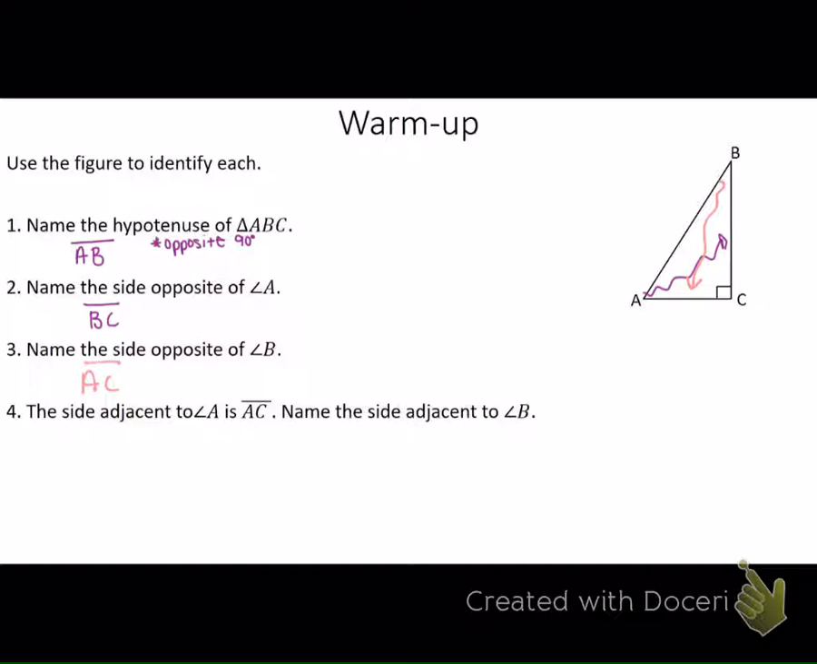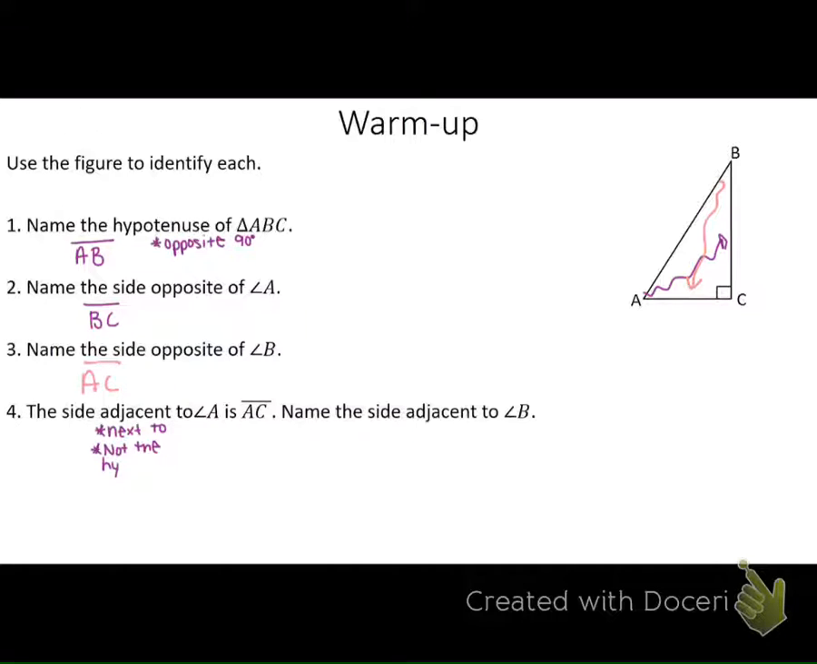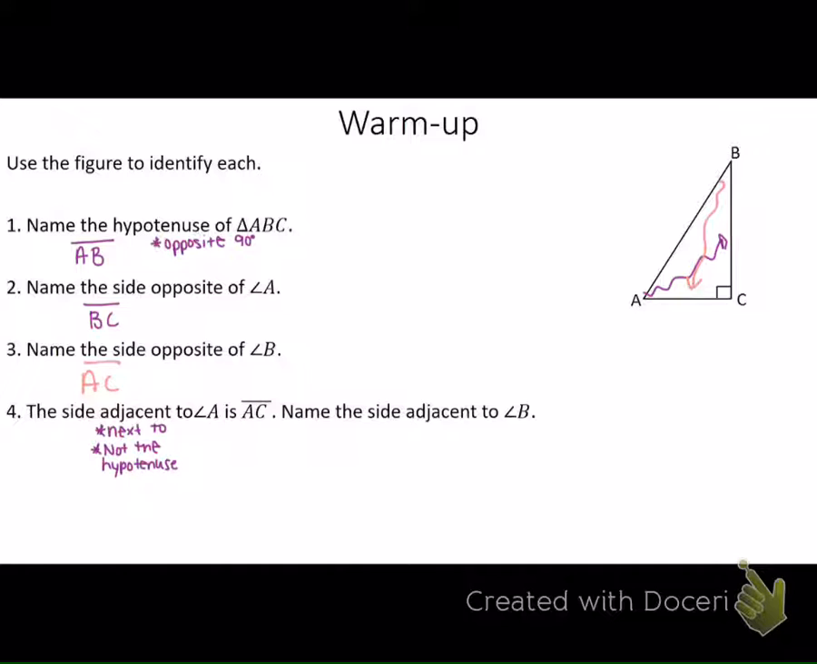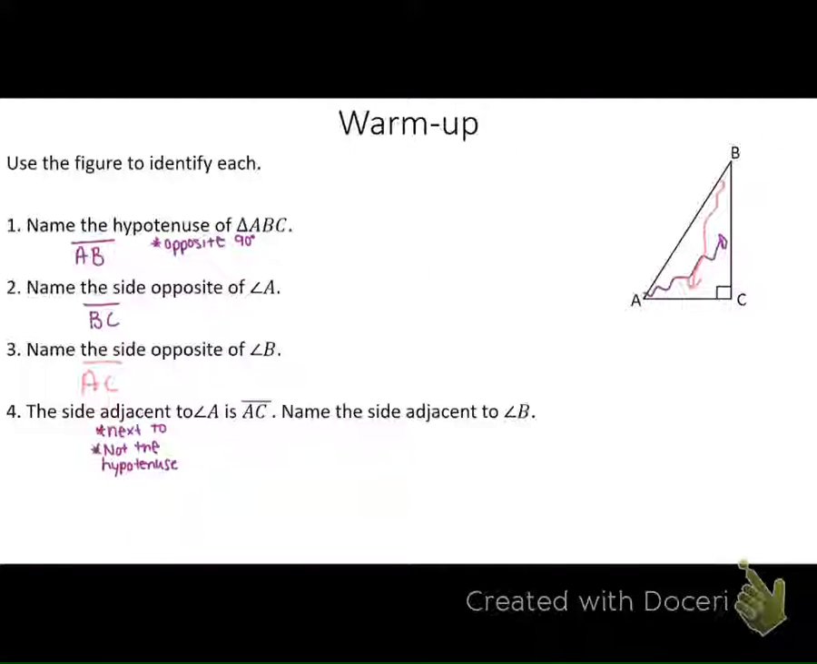Name the side that is adjacent to angle A. So the side adjacent to angle A is AC. Adjacent to means next to, and it's not the hypotenuse. So the side that is next to angle A, but is not the hypotenuse, is AC. Do you see this? Which is not the hypotenuse. So what would be the side that's adjacent to angle B, Greg? BC.